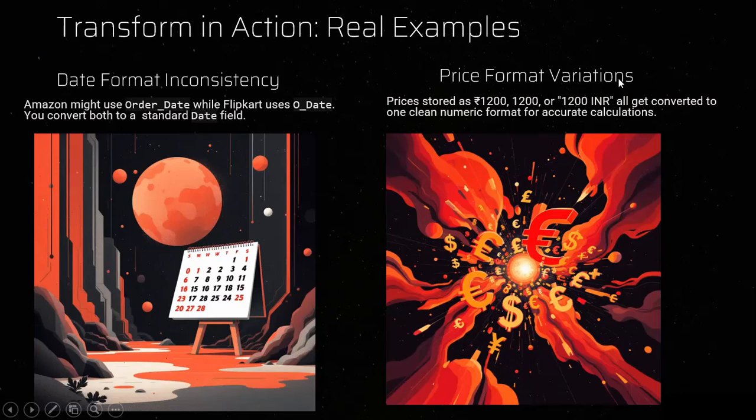Similarly, there are price format variations, such as prices stored in the form of rupees 1200, or sometimes stored as 1200 INR. We convert everything into one common format so that everything comes out as a clean image. Think of transform like cleaning vegetables before cooking. You remove the bad parts, wash everything and cut them into proper shapes. So this is what a transform looks like.